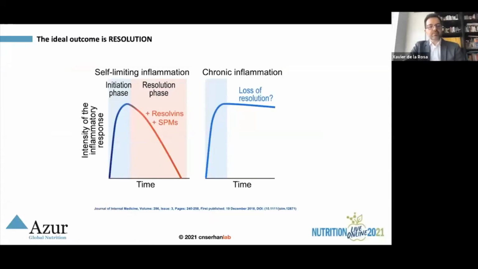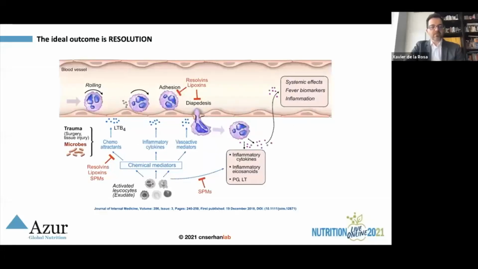So over time, we learned from textbooks that after an inflammatory response, there is an initiation phase, which is protective for the host, and then starts the resolution phase, where SPMs are key players in bringing inflammation down. If this process is disrupted, then inflammation can become chronic, and there is a loss of resolution and function. SPMs act directly, limiting neutrophil infiltration, the rolling process and diapedesis, blocking inflammatory cytokines and eicosanoids, as you can see here on the bottom right. As a consequence, they limit systemic effects like fever and pain, etc.